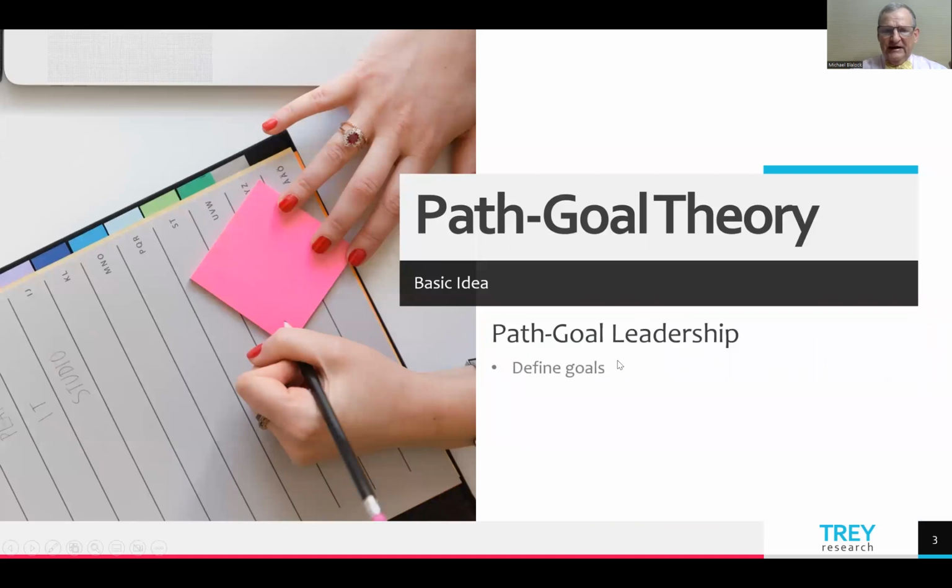And finally, this provides the information and rewards that enhance the follower being able to reach their goal. The basic idea behind path goal leadership is that you first define the goals, then you clarify what the path is, and then remove any obstacles to keep the follower from achieving that goal. And lastly, you provide support all along the way.